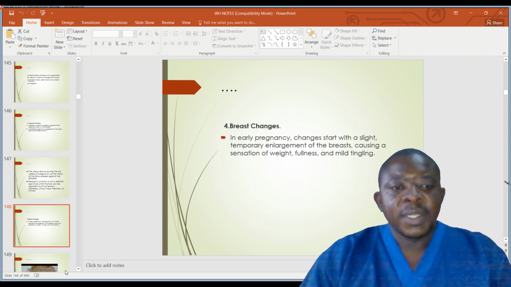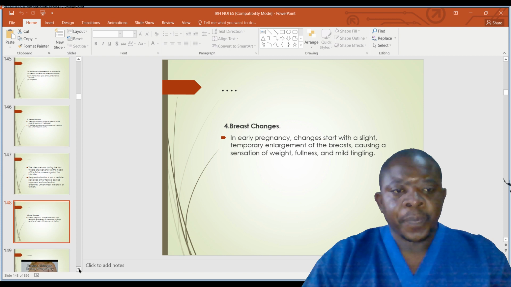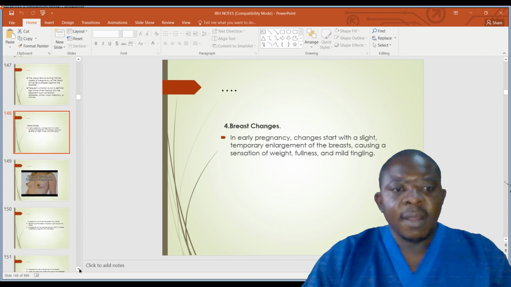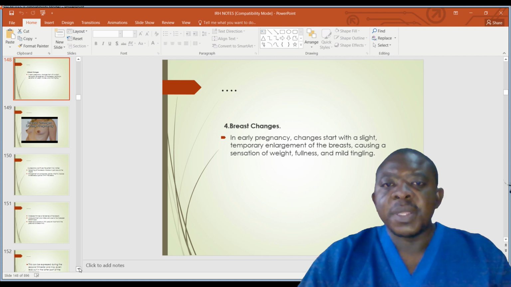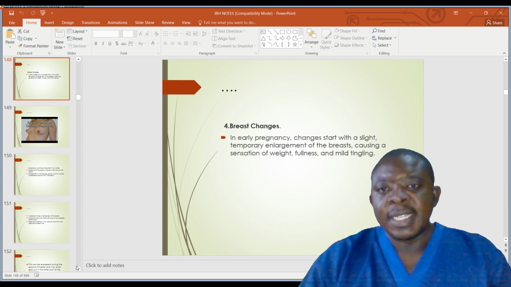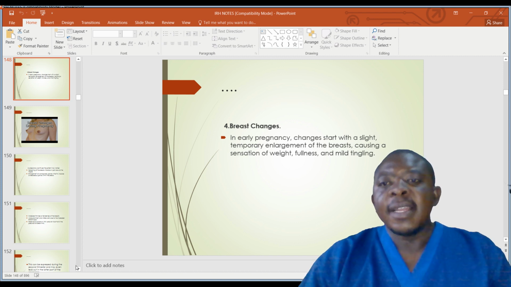Breast changes. On breast changes, in early pregnancy, changes start with a slight temporary enlargement of the breast, causing a sensation of weight, fullness, and mild tingling.